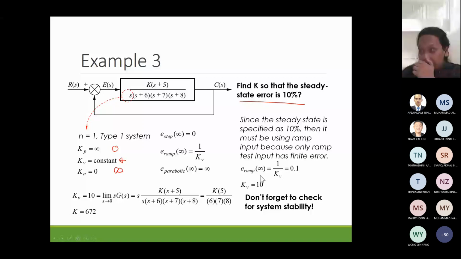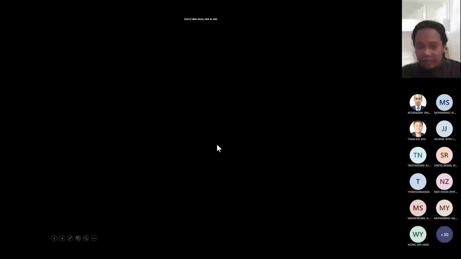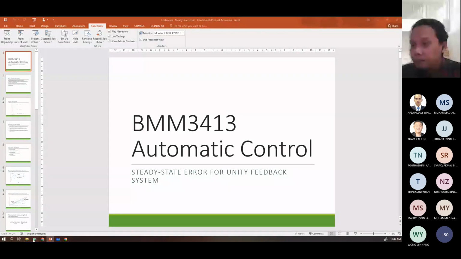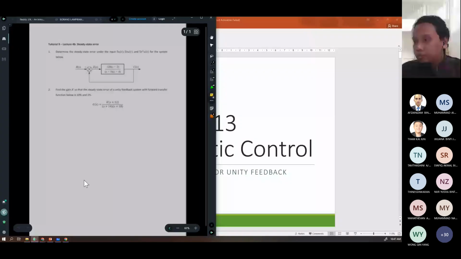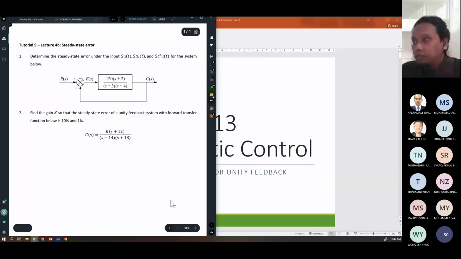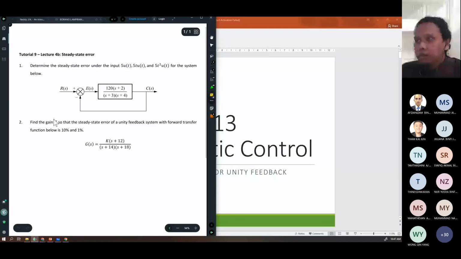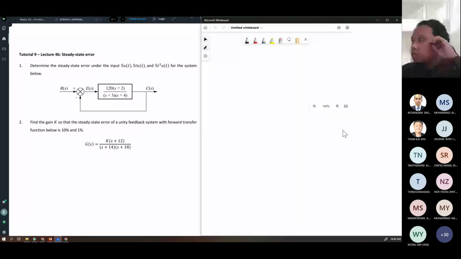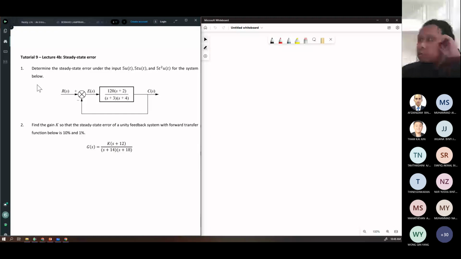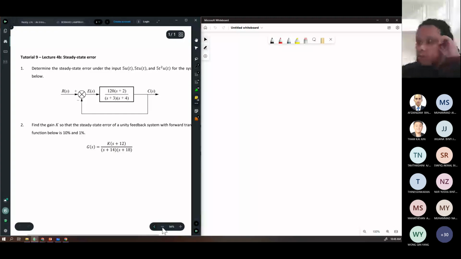Okay, so let's look at tutorial. So dah habis lecture. So let's look at tutorial. Tutorial 9 is about steady state error. Okay, so let's look at the first question.